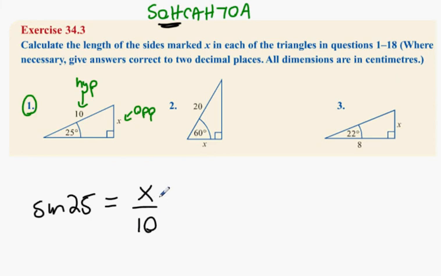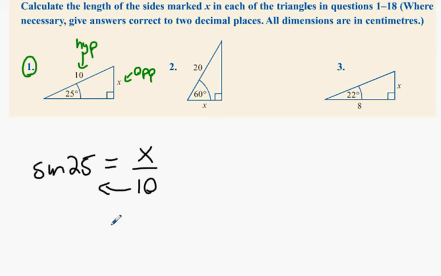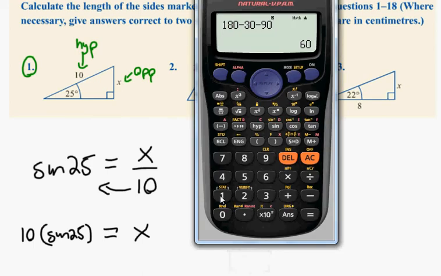What's stopping the x from being on its own? It's been divided by 10. So when we transfer the 10 across the equal sign, what happens to it? It becomes multiply by 10. You're multiplying sine 25 by 10. Now, what you do is you always enter it in your calculator. 10 sine 25. And what do we get?